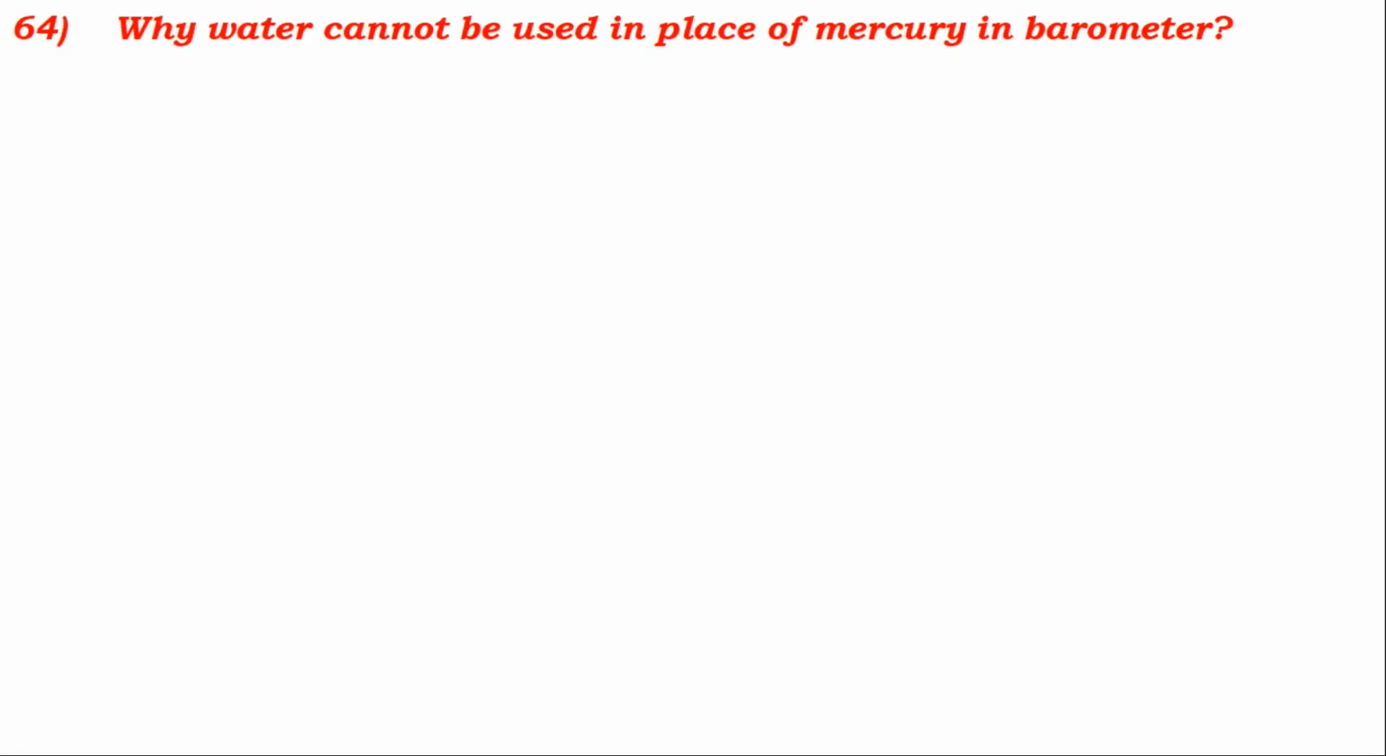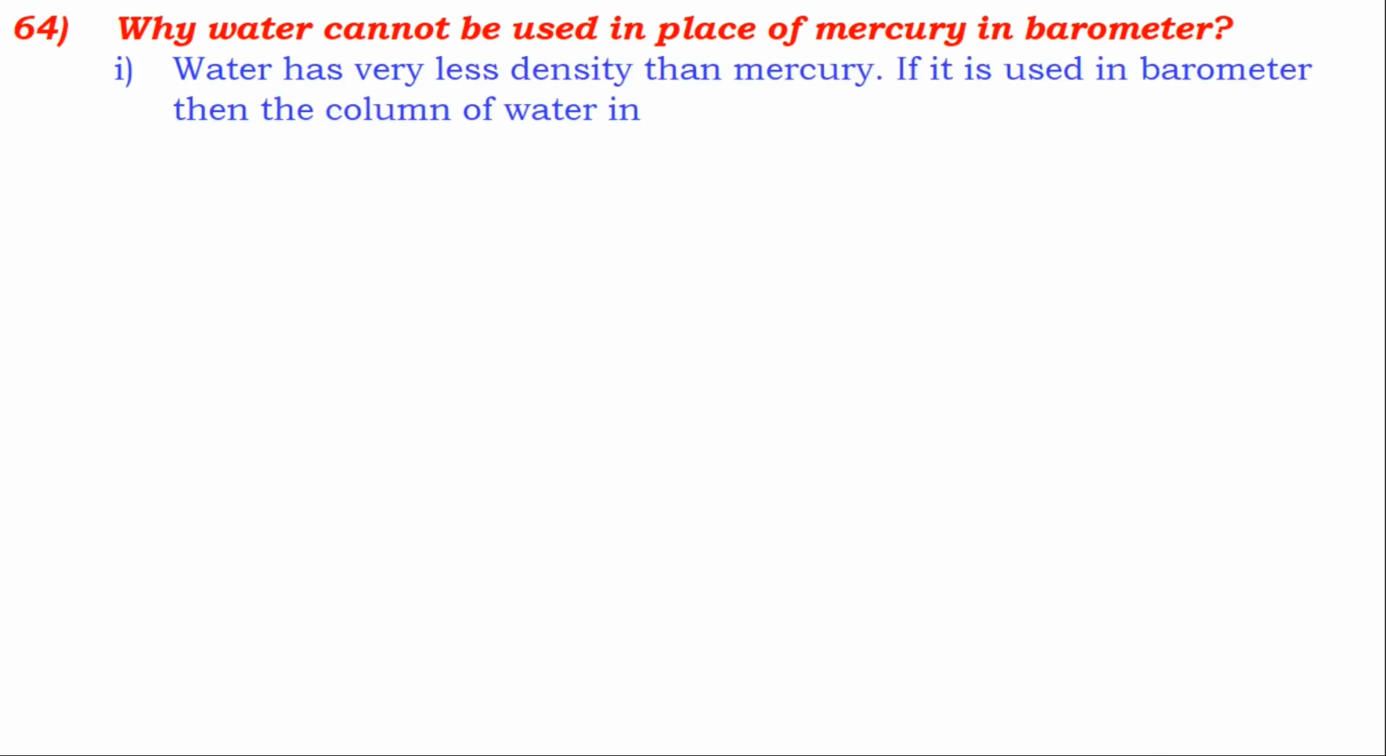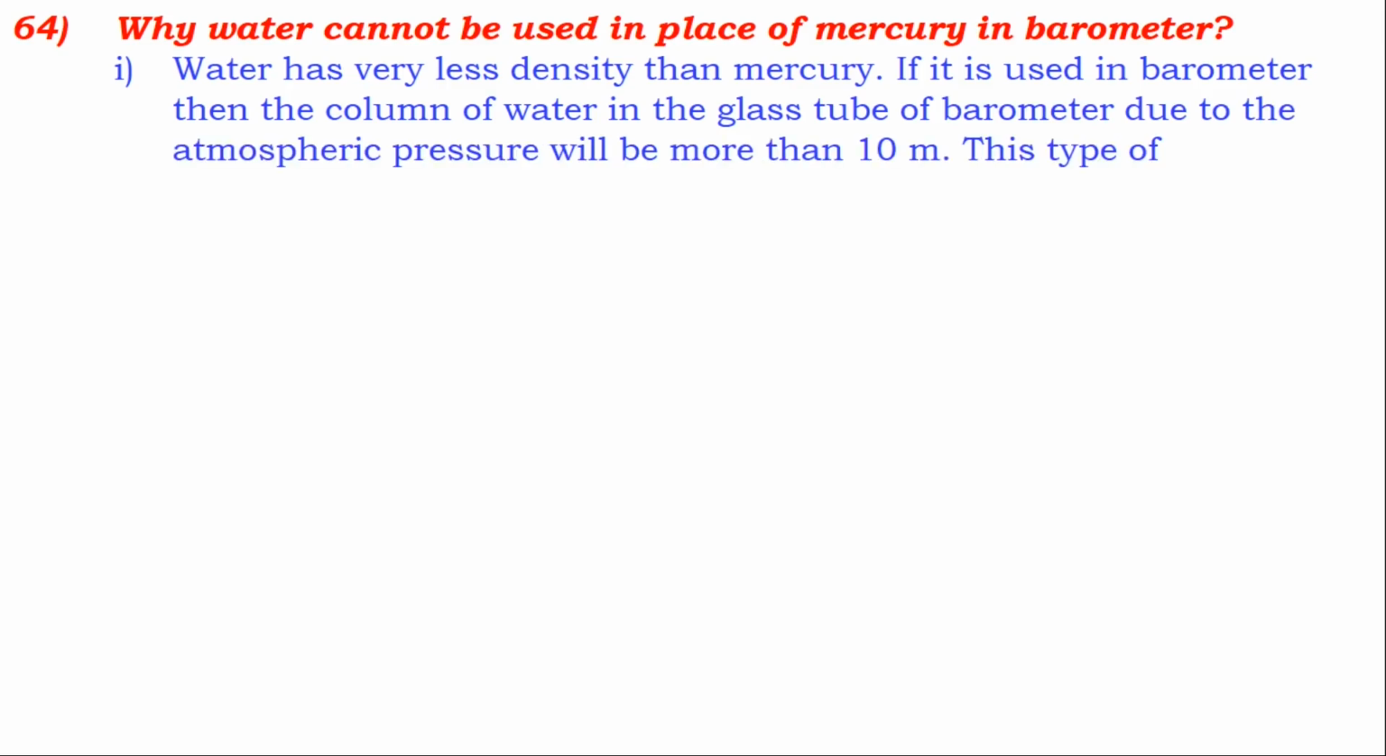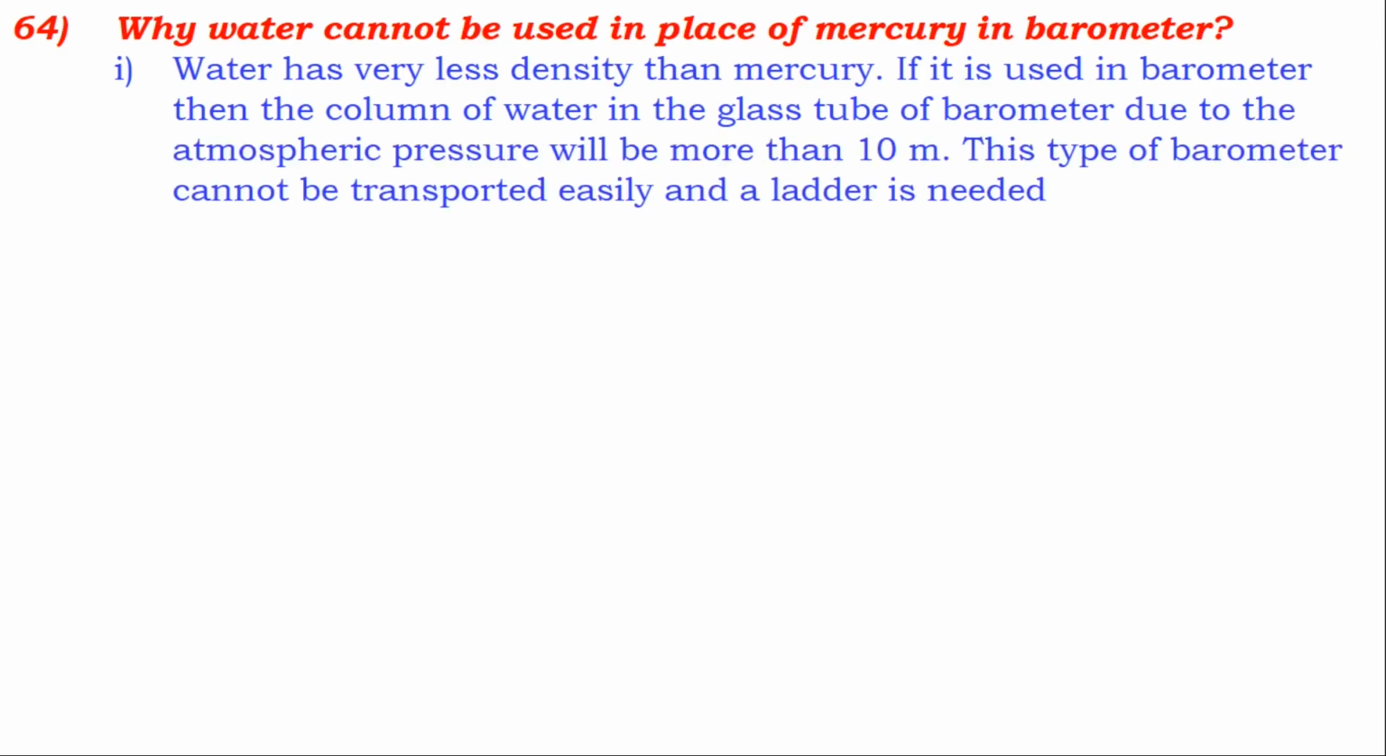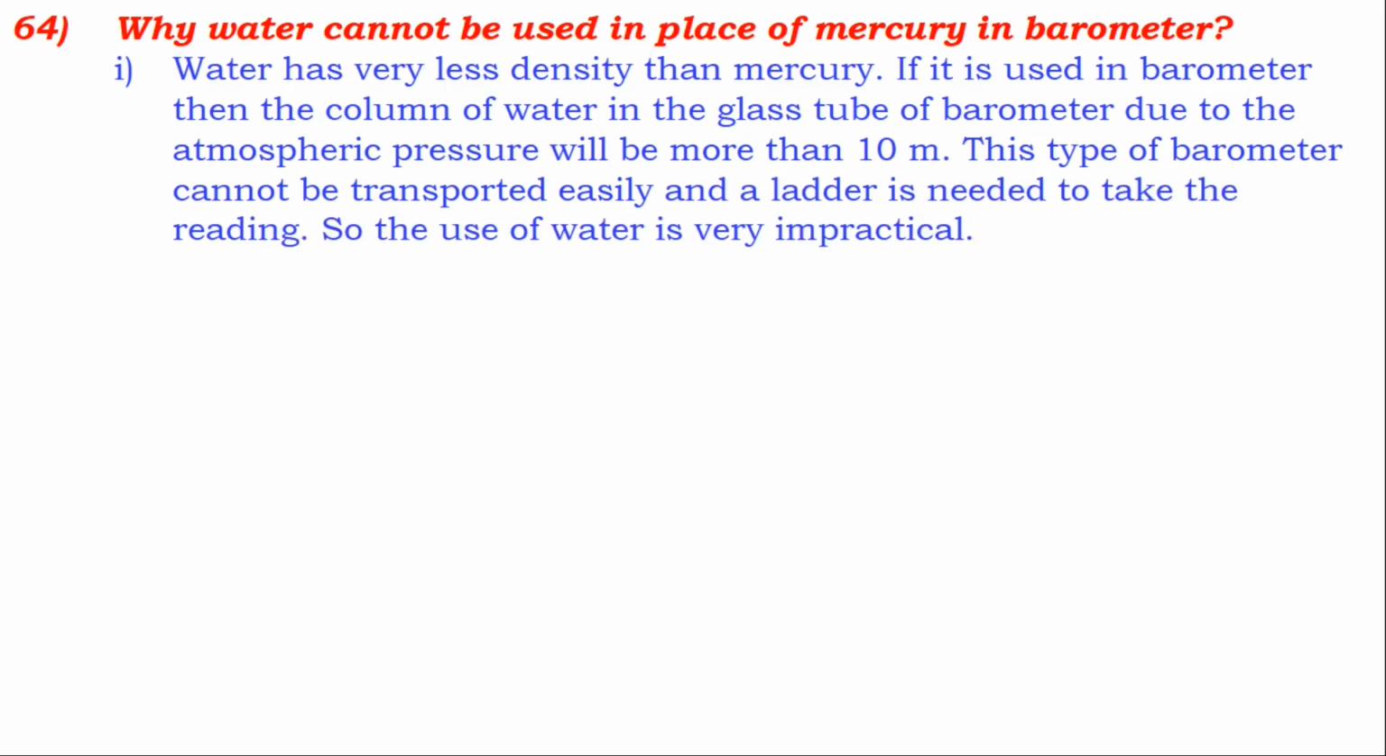Okay, next question. Why water cannot be used in place of mercury in barometer? There are many reasons. Some of them are written here. Water has very less density than mercury. If it is used in barometer, then column of water in the glass tube of barometer due to the atmospheric pressure will be more than 10 meter. This type of barometer cannot be transported easily and a ladder is needed to take the reading. So the use of water is very impractical.